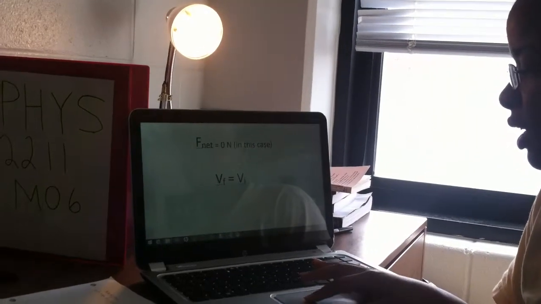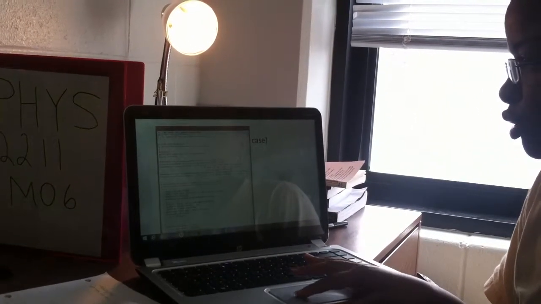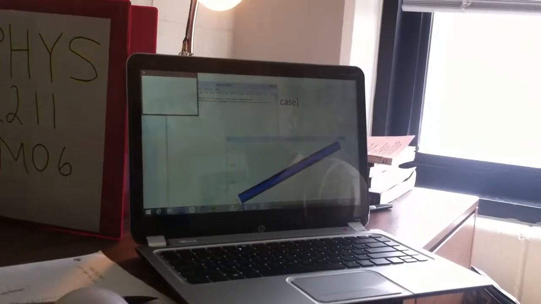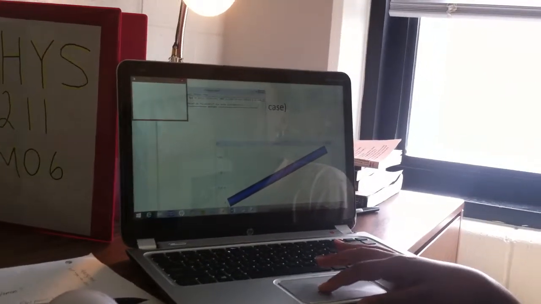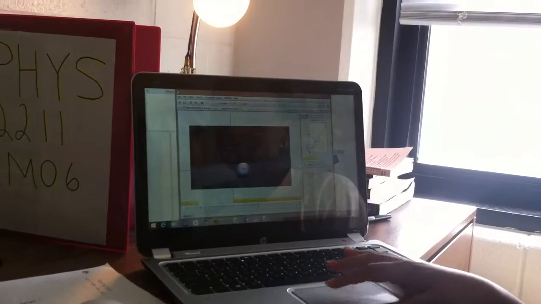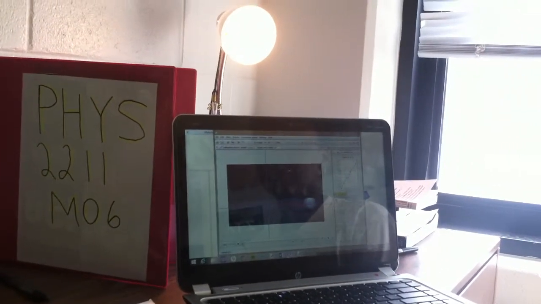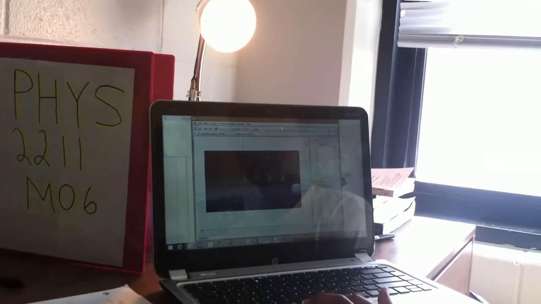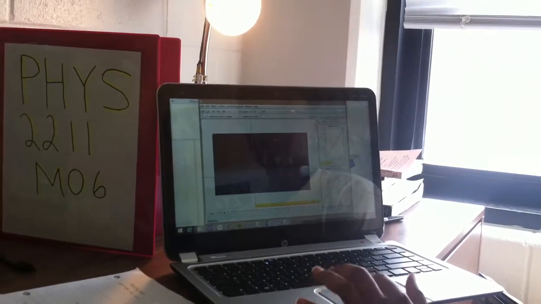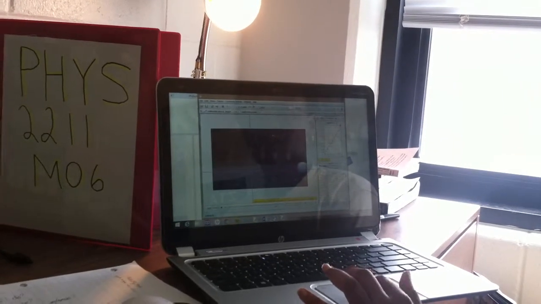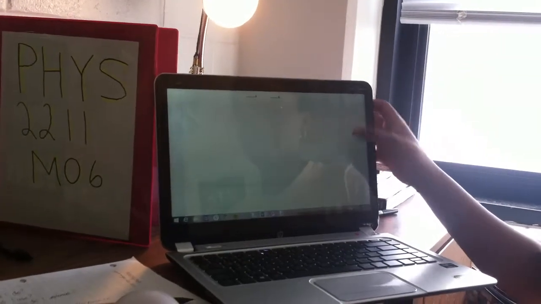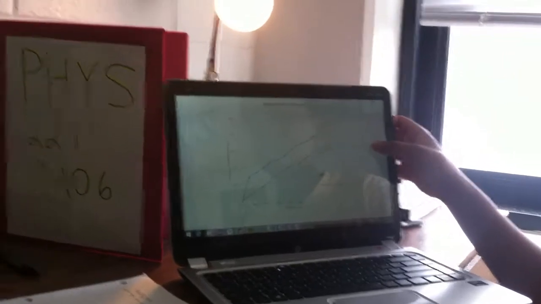By using VPython, we simulated the outcome of our experiment, and we also analyzed a video of the ball in motion. And by taking position versus time, we constructed an informational graph with both elements.